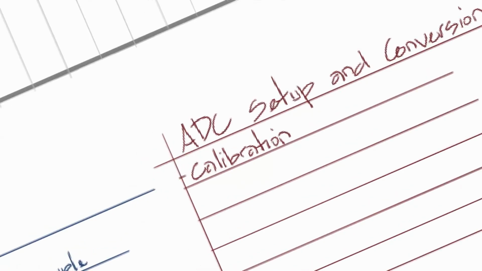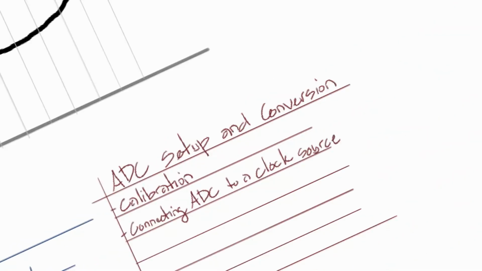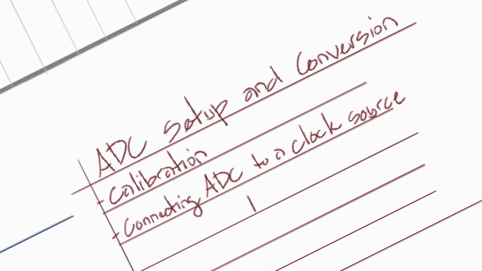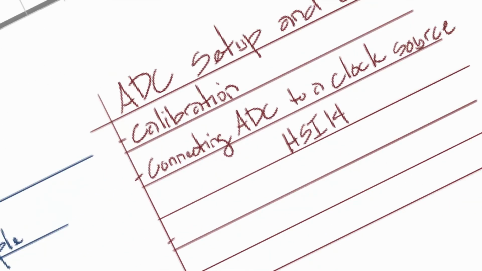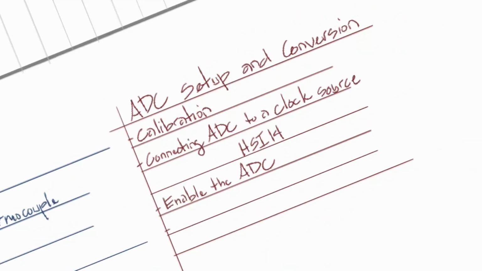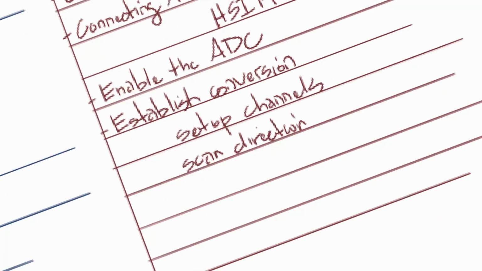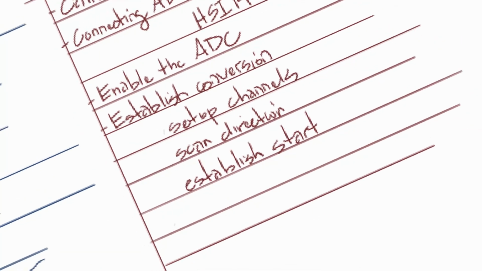And then you have connecting the ADC with a clock. And the clock source for the ADC is the HSI 14. And we'll get more into this later on as we program it. The next step is to enable the ADC. And then the last step, you establish the conversion, where you set up the channels, specify the scan direction, establish the start of the conversion, and then you can grab the data.